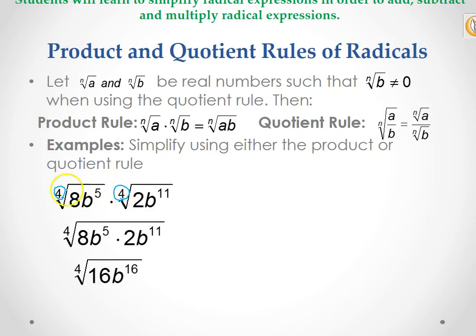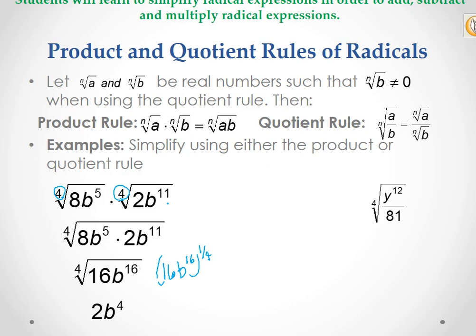And remember that we could write that as 16b to the 16th, all to the 1/4, because we know the 4th root of 16 is 2. 16 times 1/4, power of a power, is 4. So we're going to have 2b to the 4th.